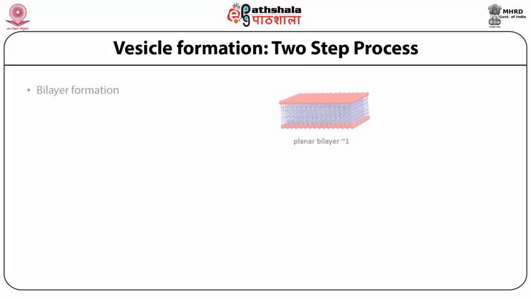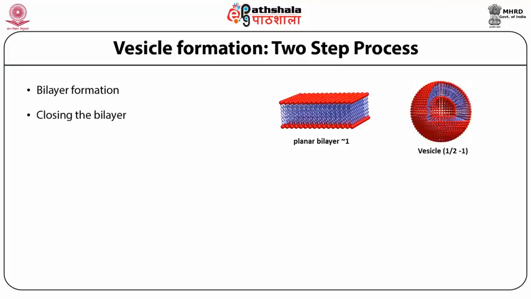When we look at the vesicle formation mechanism, it is basically a two-step process. First is the formation of the bilayer, and the next thing is the closing of the bilayer into a vesicle. Now if you have a planar bilayer, the packing parameter is equal to 1, and for the vesicle it has to be less than 1.